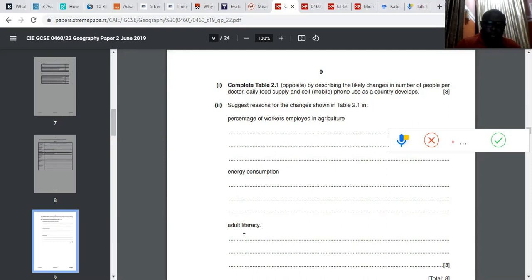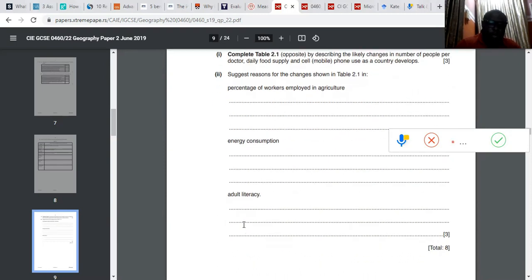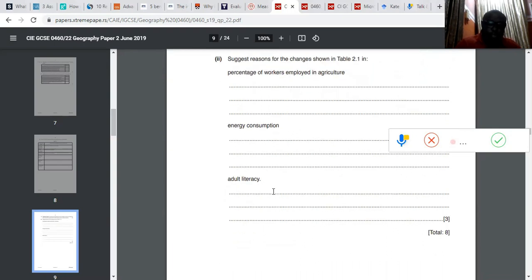Then adult literacy, it increases. Why? Because as a country develops, there is more investment in education by government, and also more income for individuals. So some adults can choose, look, I want to go and start schooling again. So this will increase adult literacy.